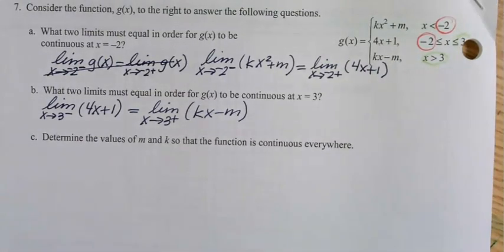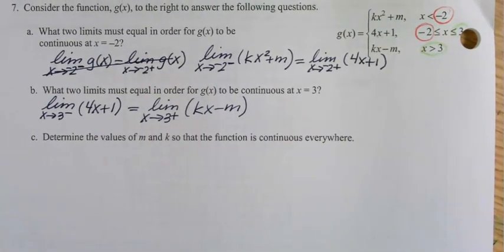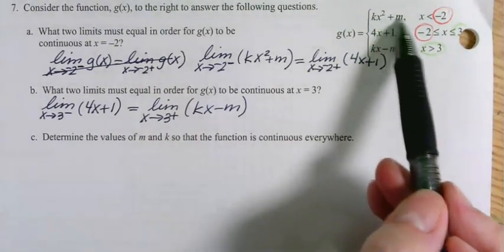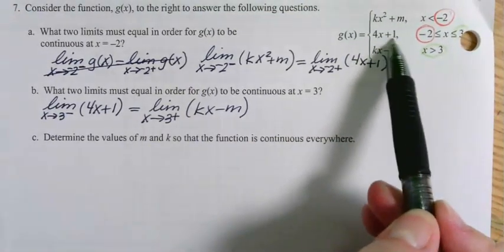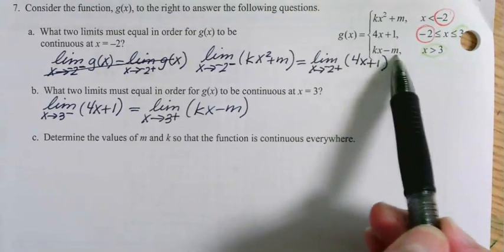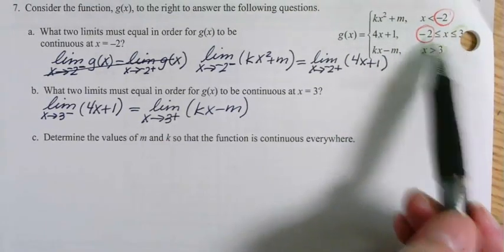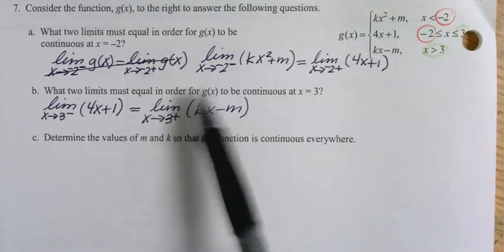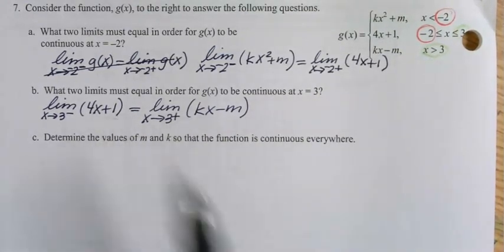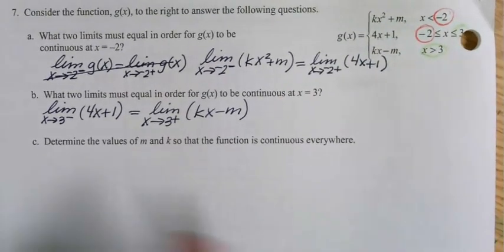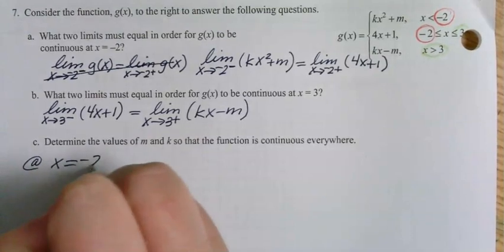Okay, so determine the values of m and k so that the function is continuous everywhere. Well, everything else here is continuous on this interval because that's a polynomial. It's continuous on this interval, polynomial, polynomial. The only places we could have discontinuity are at -2 and at 3. So that's what we're looking at. We want this to be true, and we want this to be true. So I'm going to write at x equals -2.